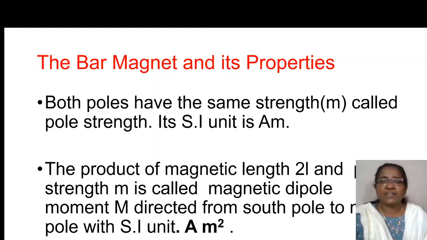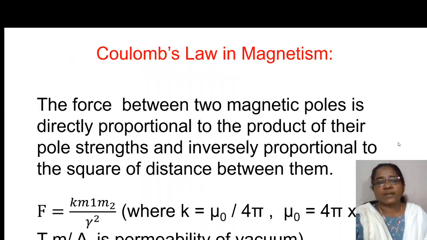And as we have said, both the poles have the same strength. It is known as pole strength denoted by small m. Its SI unit is ampere meter. And the dipole moment is another quantity which is the product of magnetic length 2l and pole strength m. Its SI unit is ampere meter square.